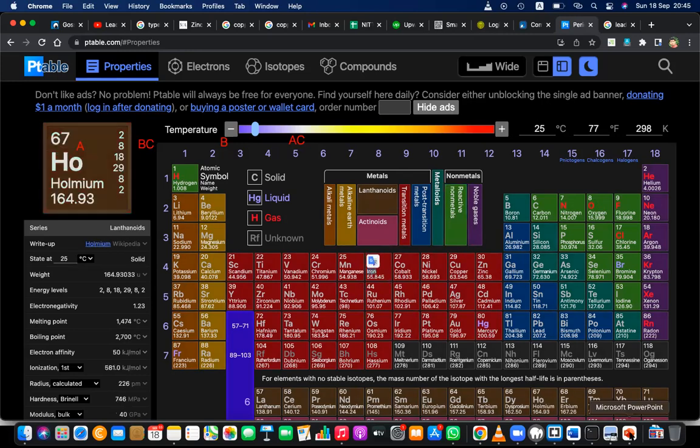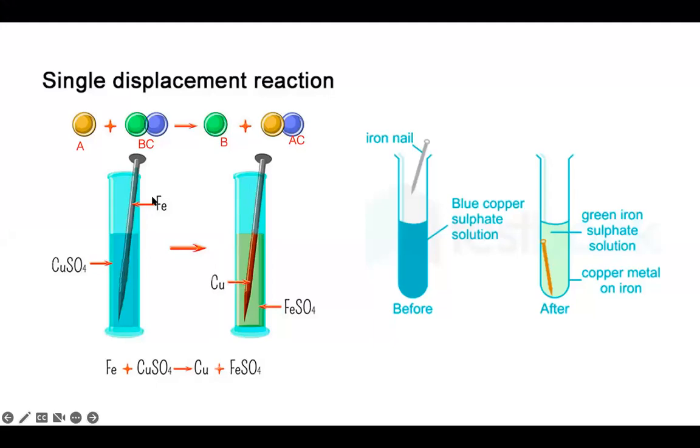So let's go to that presentation again. You can see Fe, the iron nail, is reacted with copper sulfate. What is the color of copper sulfate? Blue color. Once the iron nail is put into that solution, the solution will turn into light green color, forming ferric sulfate.